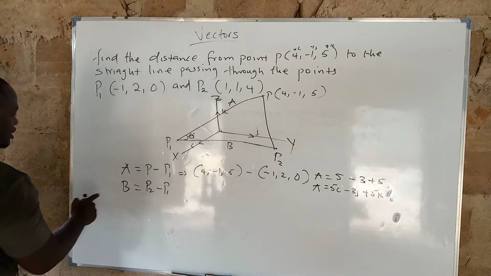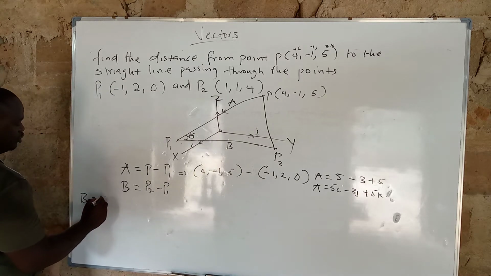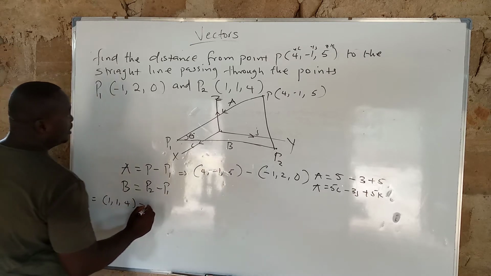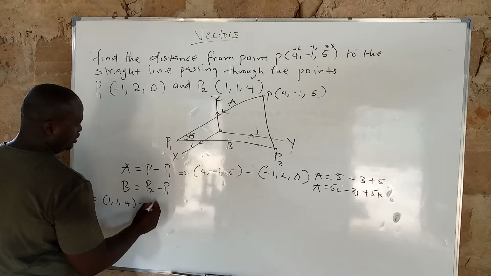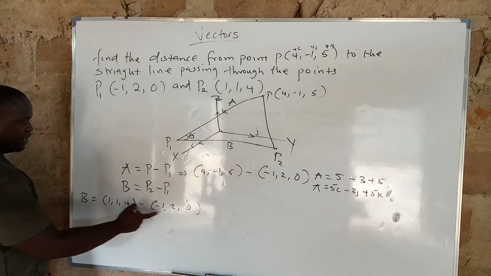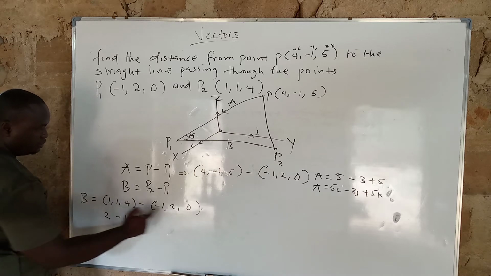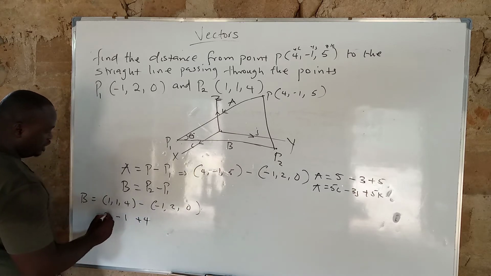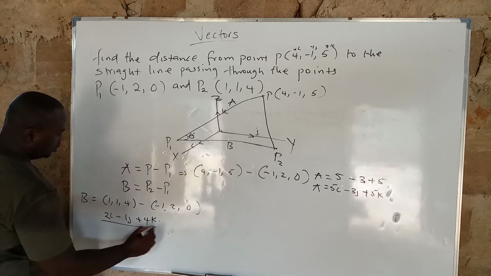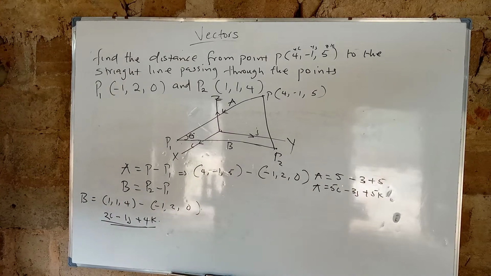The same thing applies to this place. If I want to calculate my B, my P2 is 1, 2, 4 minus your P1, which is minus 1, 2, 0. Now, this minus this is plus. This will give you 2, minus 1, and plus 4. So this is 2i minus 1j and plus 4k. So you have gotten your A and you have gotten your B. Now we want to calculate the distance.